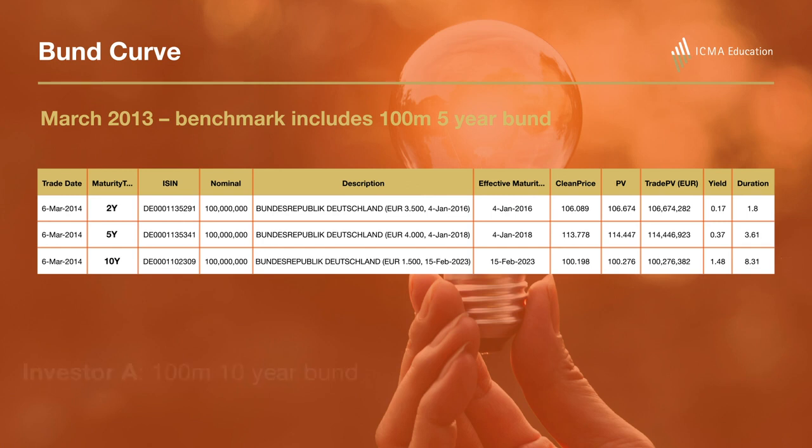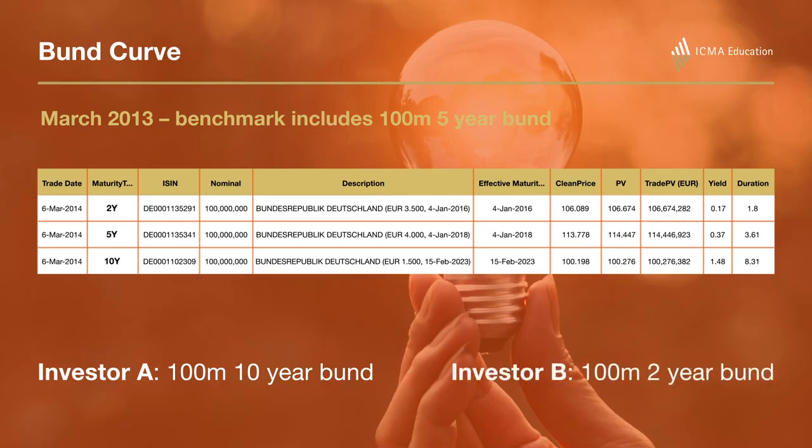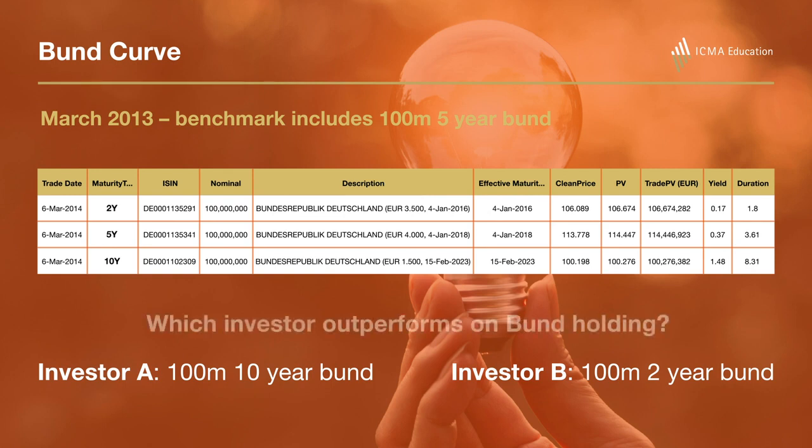It turns out that we have investor A, who decides to lengthen their duration versus the benchmark, buying the 10-year bund, and investor B, who shortens their duration versus the benchmark, buying the 2-year bund. So we ask the question, which investor outperforms on the bund holding? Because we're expecting rates to rise, and indeed they do rise, many people will say it's investor B who bought the 2-year bund, because rates were rising, as we see here on the right.